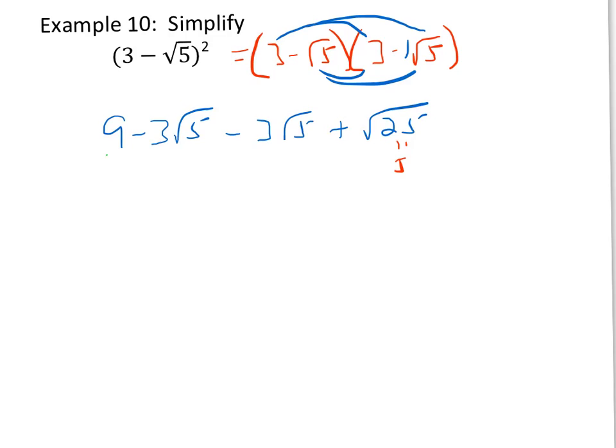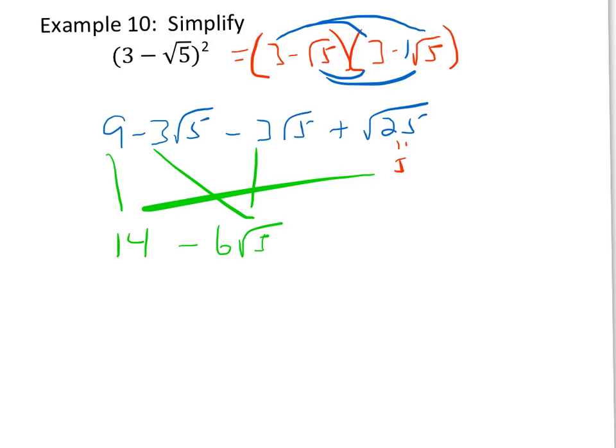So we will finish by seeing what are like terms now. We have 9 and 5. They can go together and give you 14. We have 2 root 5s, so the coefficients there can get put together. We got a negative 6 root 5. They are not like terms, so that is considered finished. And this ends part 3 of lesson 10.2.